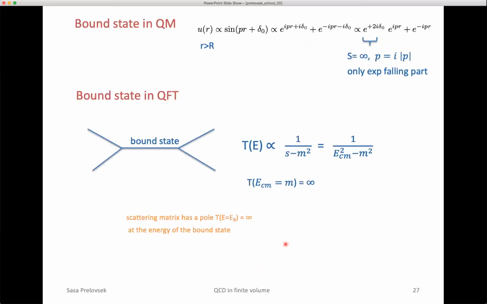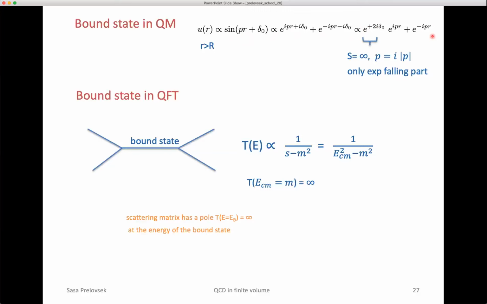So another comment on a bound state in quantum mechanics. We said that the wave function will be of this form, sin(pr + delta). And you can express this as an outgoing piece and an ingoing piece. And if you factor the appropriate piece out, you'll get this combination.